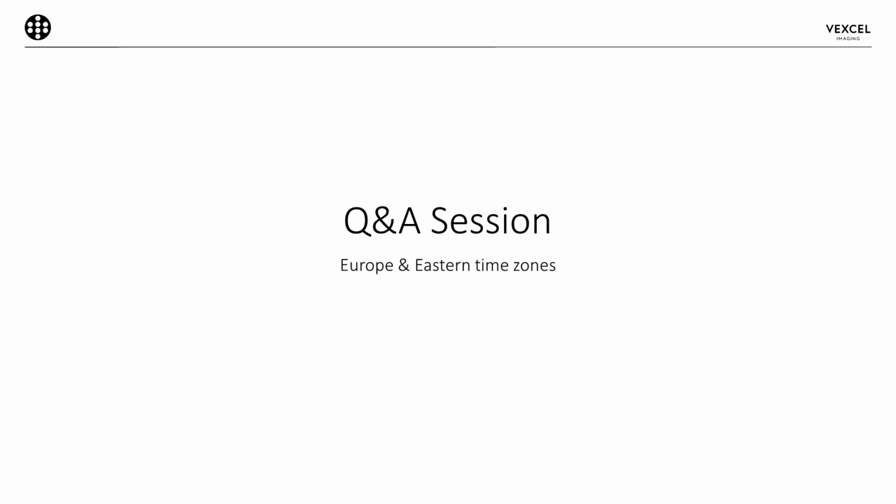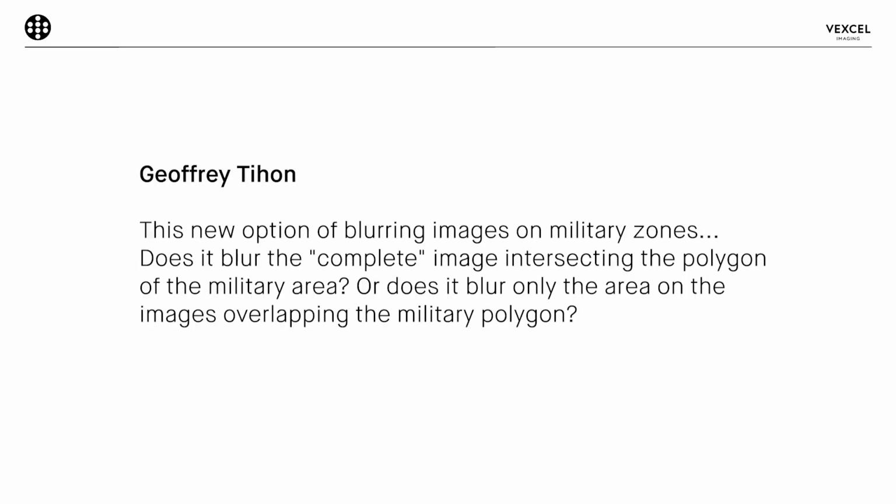There's already one first question concerning the blurring of images on military zones. So the question is, this new option of blurring images on military zones, does it blur the complete image, which is intersecting the polygon of the military area, or does it blur only the area on the images overlapping the military zone? I would say the latter one, but I would love to hand over this question to Bernhard just to make sure that my thinking is correct.